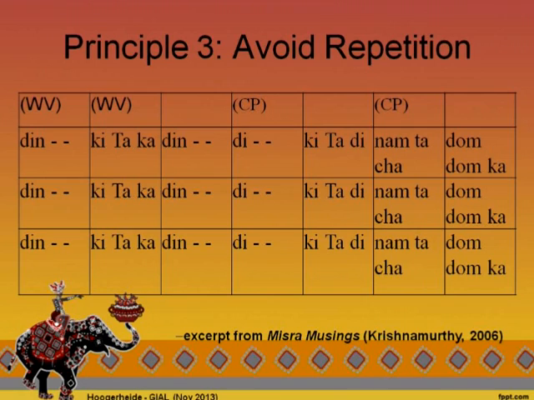Then, kitaka, then, thi, kita di nam tacha donduka din, kitaka din, thi, kita di nam tacha donduka din. Okay, it's exactly the same. If you were a schooled, educated Carnatic audience, you would say, oh, she's no good, she did it 3 times the same way. What could you do about this problem?